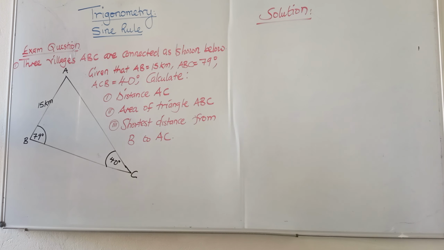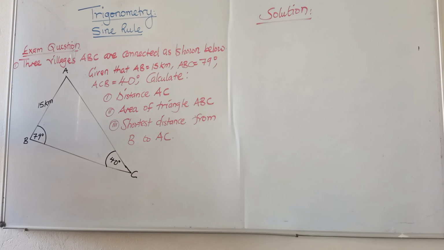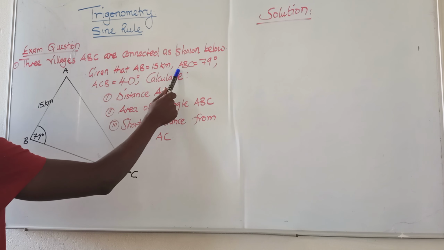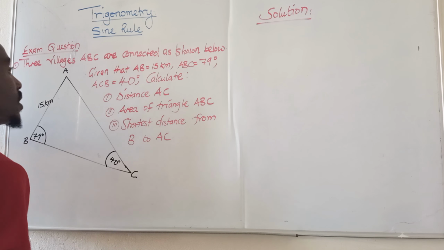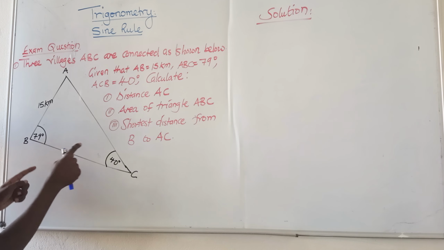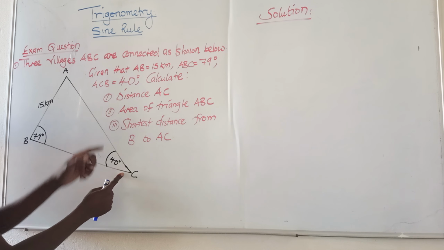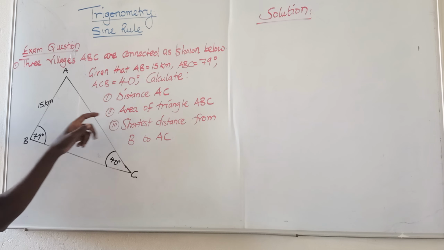So we have an exam question here. This is how they ask you this question in an exam. Three villages A, B, C are connected as shown below. Given that AB is 15 kilometers, and angle ABC is 79 degrees, and also angle ACB is 40 degrees. Calculate the distance AC.